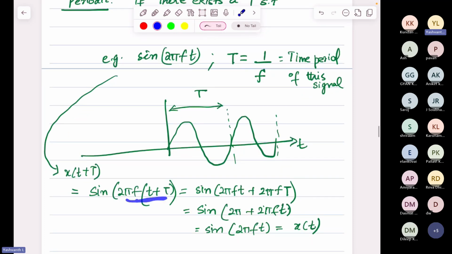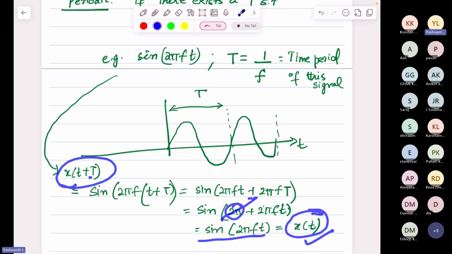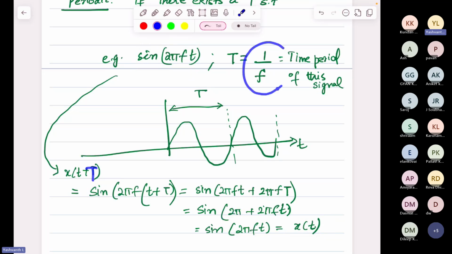Now use the distributive law of multiplication. This becomes sine 2 pi f t plus sine 2 pi f capital T, but I know that capital T is equal to 1 by f, right? So this f and capital T will get cancelled. So I get sine of 2 pi plus 2 pi f t. But I know that sine of 2 pi plus theta is equal to sine theta. So this 2 pi, you would remove it. So it becomes sine 2 pi f t, which is the same as x of t. Therefore, x of t plus capital T is equal to x of t, which proves that sine 2 pi f t is indeed a periodic signal. And what is the period? Period is equal to capital T equal to 1 by f.